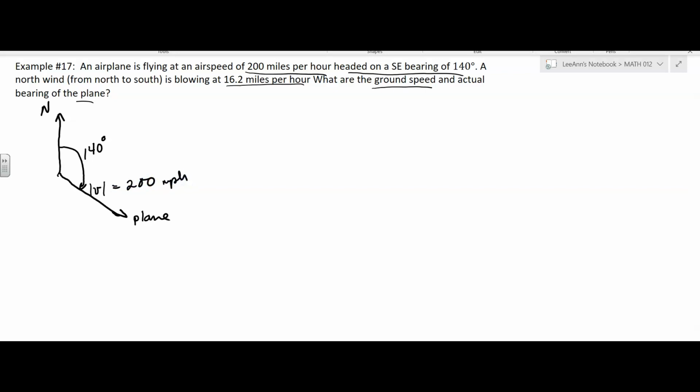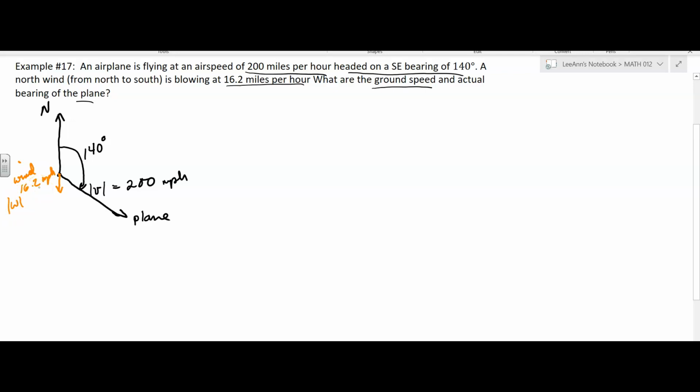There's another vector from the wind. Now the wind is blowing from the north to the south, so I'm going to draw it from the north to the south. So this is going to be the wind. It's going directly south, so it doesn't have anything else on that. And it's going 16.2 miles per hour. So that would be the magnitude of the wind. So we'll go wind, and the magnitude is 16.2.